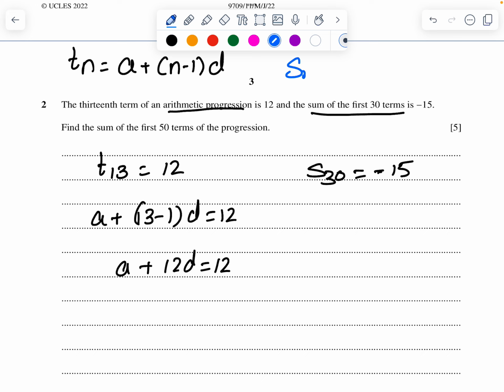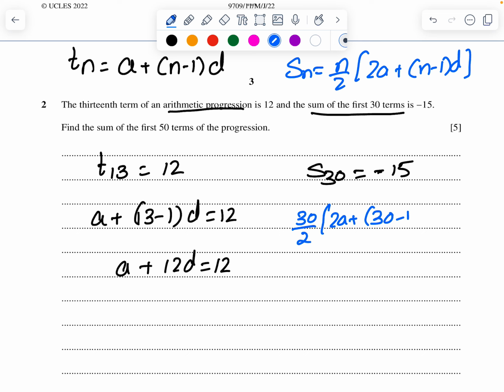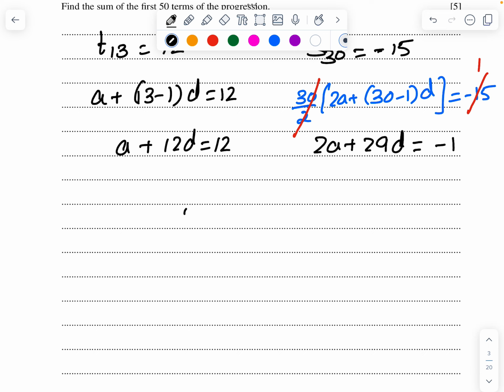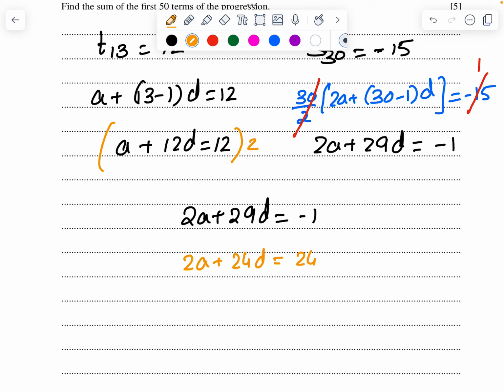For this, the formula is Sn equals n upon 2 times (2a plus (n minus 1) times d). So 30 upon 2 times (2a plus (30 minus 1) times d) equals negative 15. 30 upon 2 is 15, 15 cancels. So I am left with another equation, 2a plus 29d equals negative 1. Now I solve these two equations. Multiply the first equation by 2.